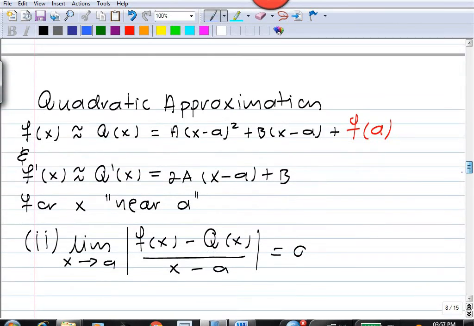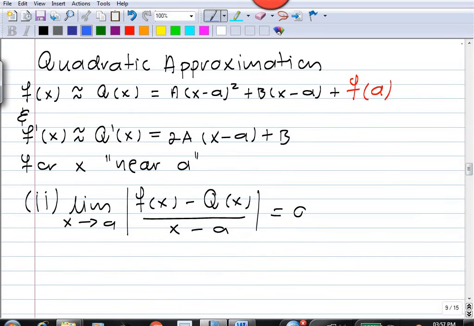So we've got a bit more information about our quadratic. We've got the constant term here being f of a. Now let's look at the approximation f of x approximately q of x. Again, we want this approximation to be good, which means this limit here should be 0.